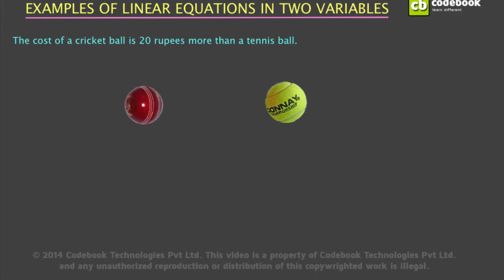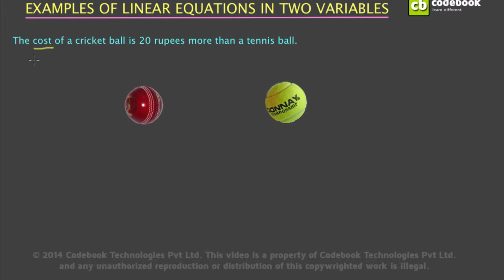In this lesson, we will look at some examples of linear equations with two variables. Let's look at the first statement that we have been given. The cost of a cricket ball is 20 rupees more than a tennis ball. How do you represent this mathematically?